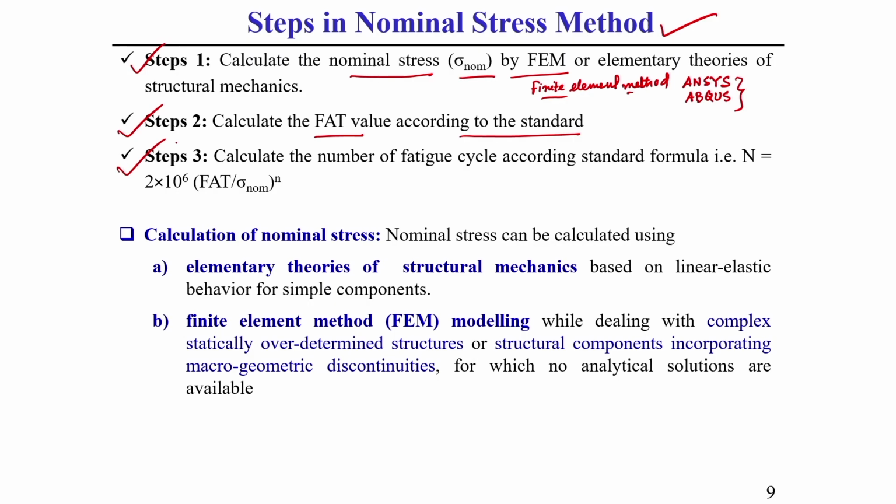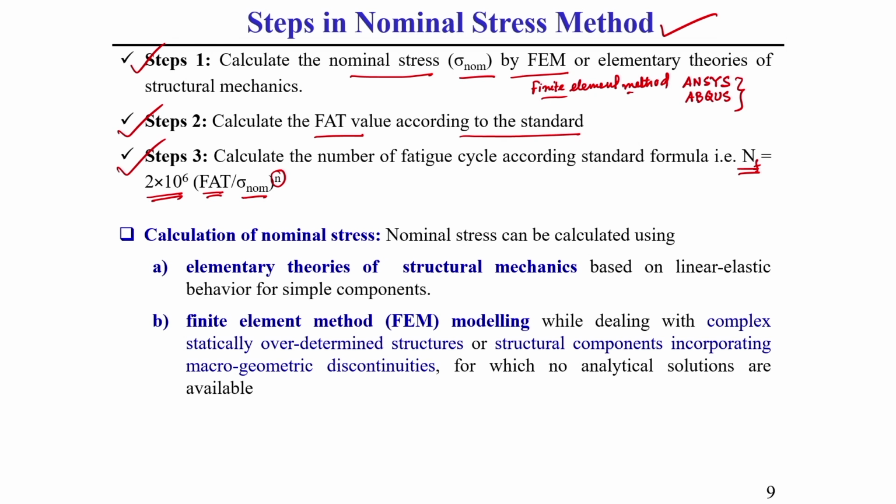And finally, step 3. Once we calculate the nominal stress and FAT value, we need to calculate the fatigue life N with the help of the following equation: N equals 2 into 10 to the power 6, times FAT divided by sigma nominal stress, that means FAT strength or fatigue strength divided by nominal stress, to the power m. By using this formulation we can calculate the fatigue life. What is m? It is the slope of this SN curve. This you should keep in mind.